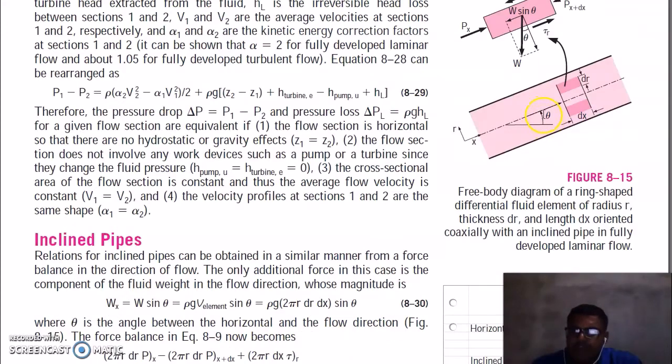You can see here, if theta is 0, the pipe is horizontal. If theta is negative, the pipe is downhill. If theta is positive, the pipe is uphill.